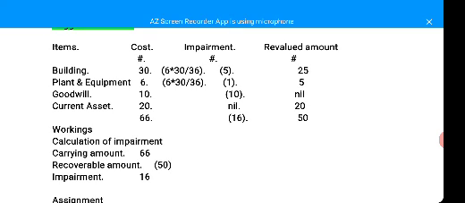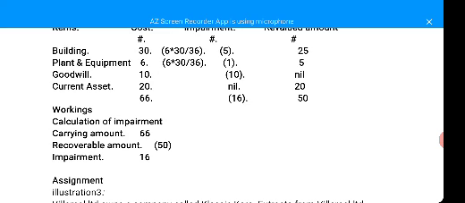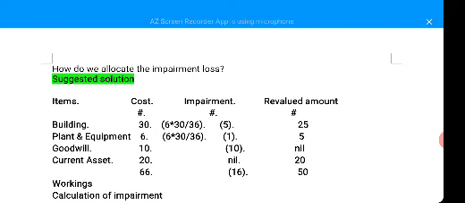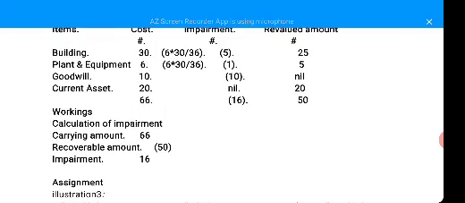So by the time you prorate it, we have the 6 million over the carrying amount of building plus plant and equipment. Your building is 30 over 36, so we have 5 million. Let's say from 30 million, we have 25 million. Then same thing, you now have 5 million for plant and equipment. So this is allocating the impairment loss to the assets.